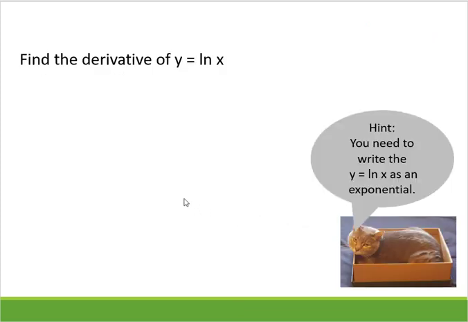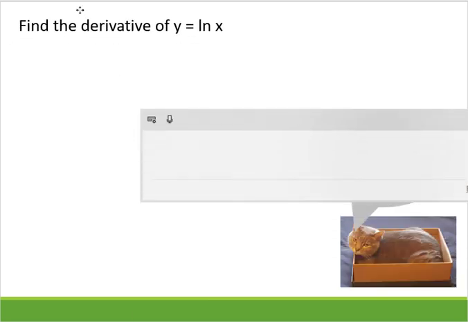Okay, find the derivative of ln of x. And this slide actually, I love this slide for a few reasons.